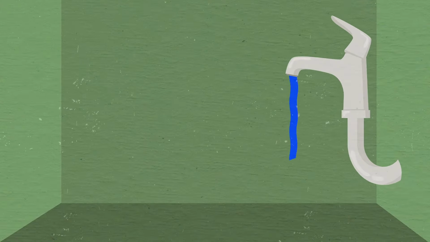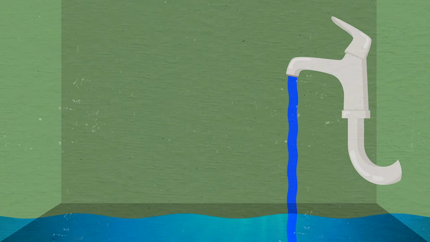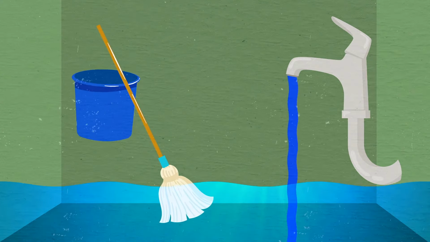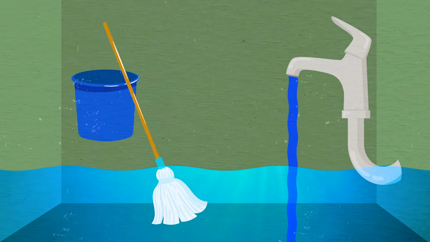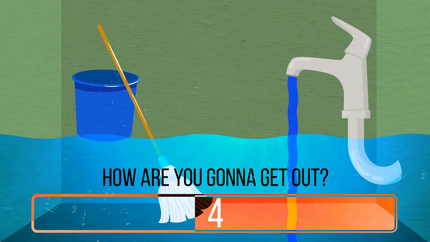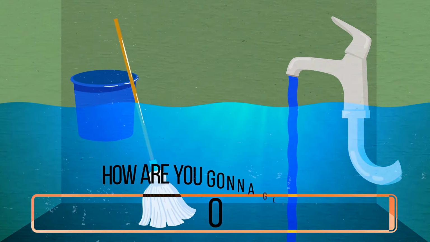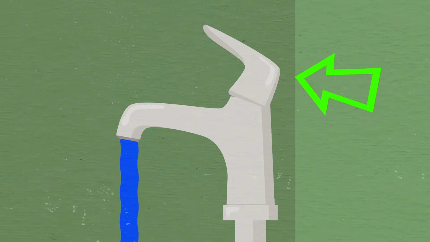You're trapped in a room that's slowly getting filled with water coming from a faucet in the wall. There's no windows in the room and the door is sealed shut. You have a mop and a big bucket. So how are you going to get yourself out of this one? Come on, just turn the faucet off.